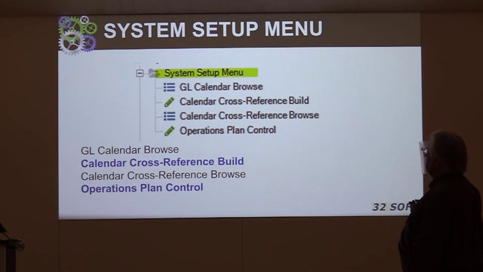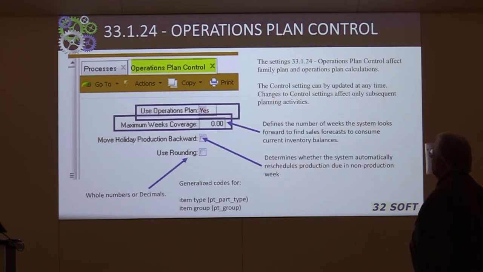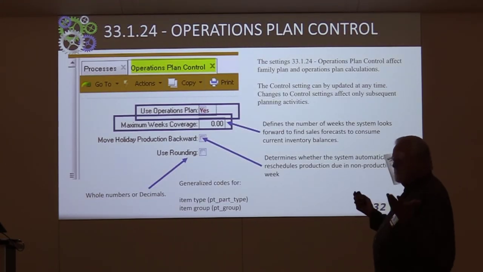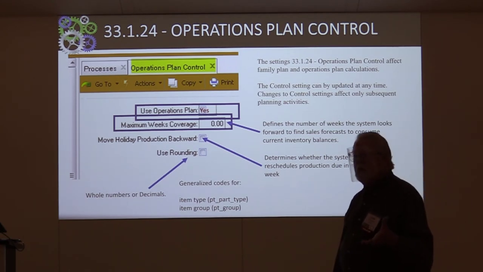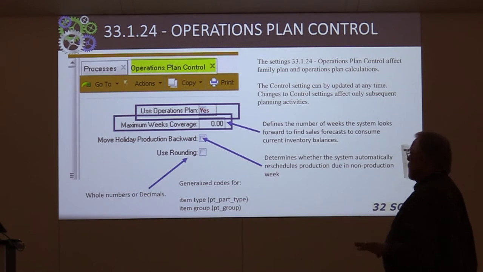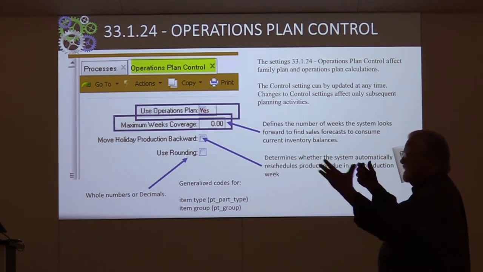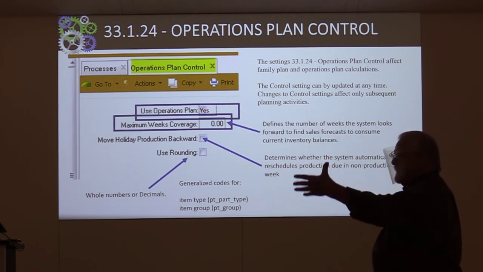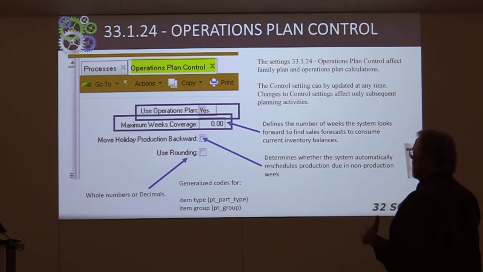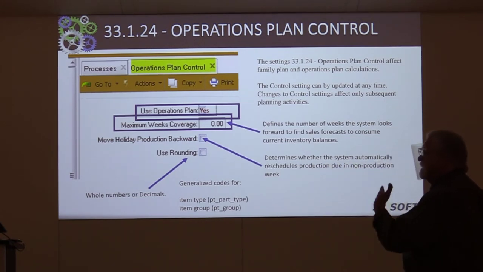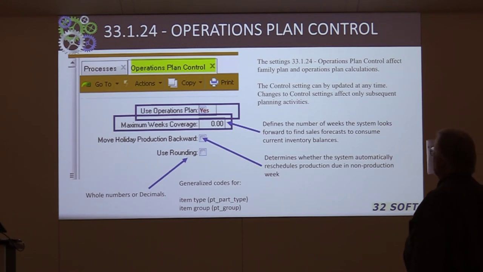So, system setup. When I talked about the dates in QAD, I talked about the calendar cross-reference build, and we'll talk about the operations plan control. The 33.1.24 control files. Everybody's familiar with control files, so S&OP also has a control file process. It basically says, are you going to use operations planning? Yes. If you check that box, there's a whole bunch of stuff that happens in the background that sets up your ability to use all of these menus and interfaces with the new production orders, product structures, those kinds of backgrounds.